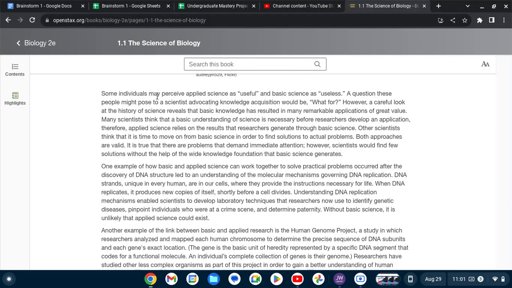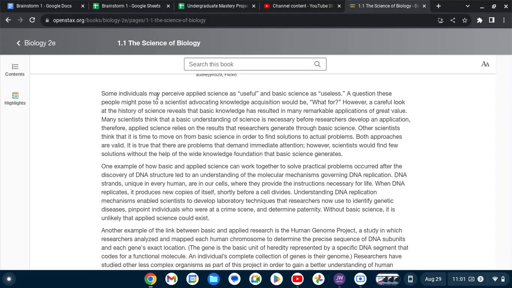Some individuals may perceive applied science as useful and basic science as useless. A question these people might pose to a scientist advocating knowledge acquisition would be, what for? However, a careful look at the history of science reveals that basic knowledge has resulted in many remarkable applications of great value. Many scientists think that a basic understanding of science is necessary before researchers develop an application. Therefore, applied science relies on the results that researchers generate through basic science.